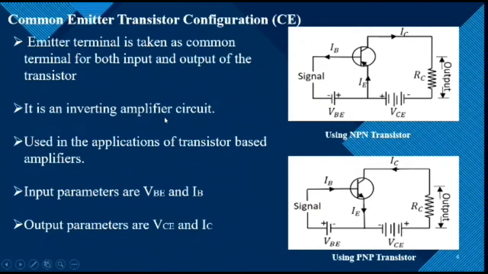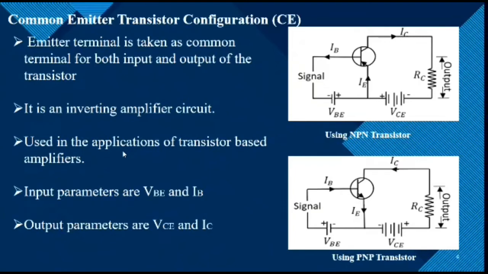Here, the input is applied between the base and emitter terminals, while the output is taken between the collector and emitter terminals. In this configuration, the input parameters are VBE and IB, while the output parameters are VCE and IC. This type of configuration is mostly used in the applications of transistor-based amplifiers. In this configuration, the emitter current is equal to the sum of the small base current and the large collector current. That is, IE is equal to IC plus IB, as I said before.